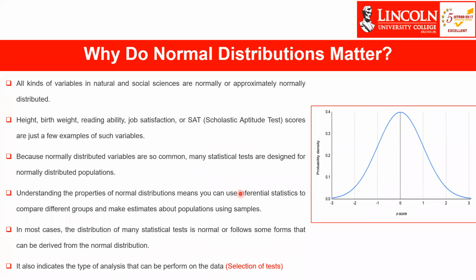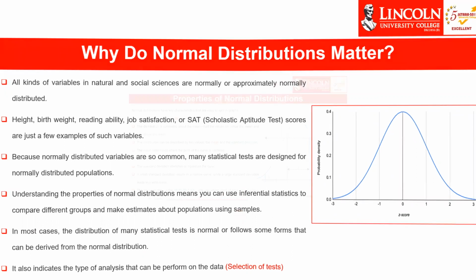Now, understanding the properties of normal distribution means you can use inferential statistics to compare different groups and make estimates about a population using sample means. In most cases, the distribution of many statistical tests is normal or follows some forms that can be derived from the normal distribution. It also indicates the type of analysis that can be performed on the data. So if your data is normally distributed, there are certain tests that can be used. If it is not, there are also certain tests that can be used. We'll be seeing those in the subsequent slides.